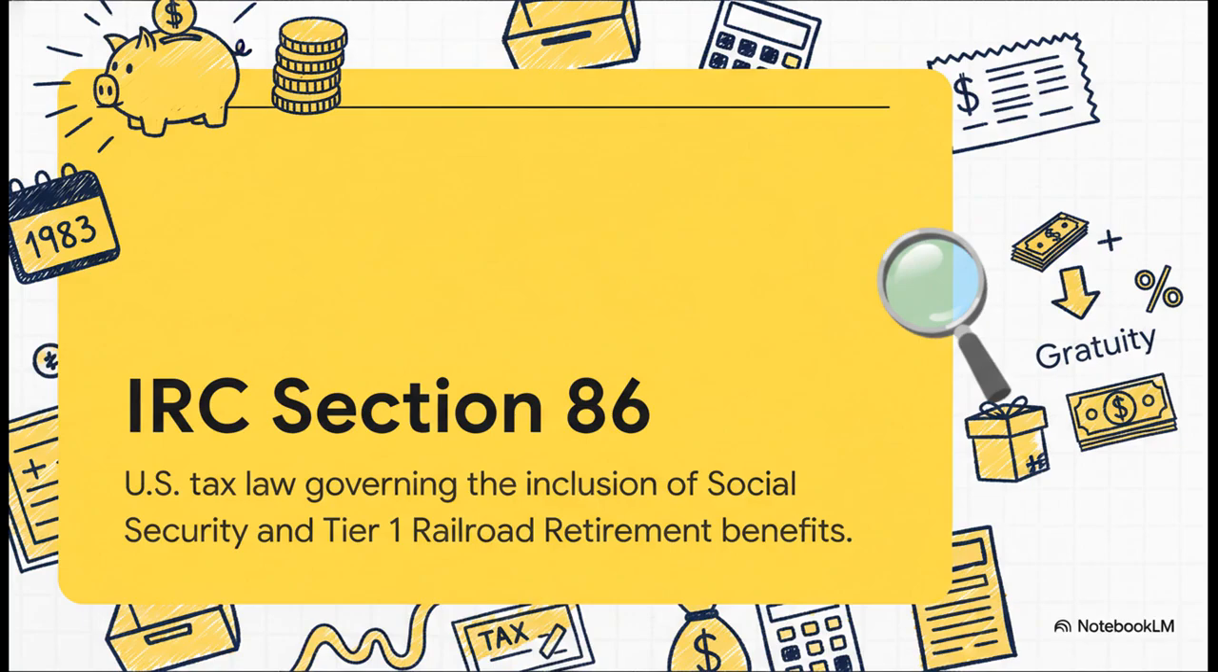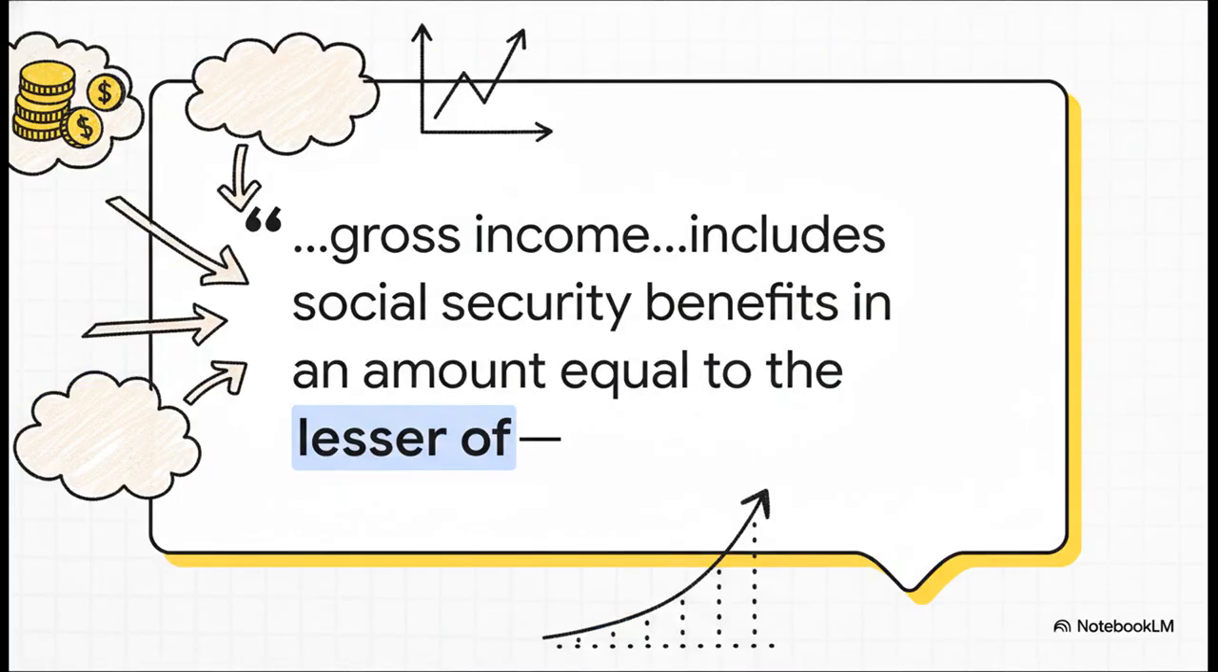Now, Section 86 wasn't always around. It was added to the code back in 1983, and this was a huge deal because it totally changed the game for Social Security. It took benefits from being seen as a tax-exempt government payment to being a partially taxable source of income. If you look at the actual language from the statute, this is where it gets really interesting. It doesn't just say some of your benefits are taxed. No, it sets up a complex formula. The taxable amount is the lesser of two different calculations, and that little phrase, the lesser of, is the key. It's what creates the whole phase-in effect that we're about to break down.